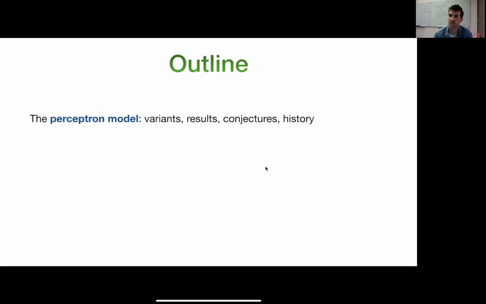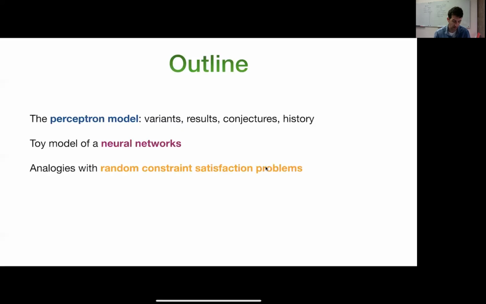So what I would like to do is introduce you to the perceptron model, give some of the history, some of the conjectures and results around the model. I think it's a really nice model, both mathematically and from a computer science or even statistical physics point of view. It was invented as a toy model of a neural network, and I'll describe in what way that is. And there's some nice analogies to be made between this model and random constraint satisfaction problems, like random KSAT. And I'll describe analogies both in results and in techniques.